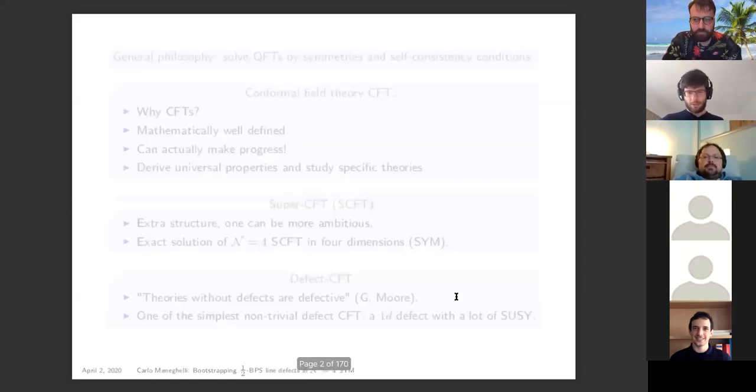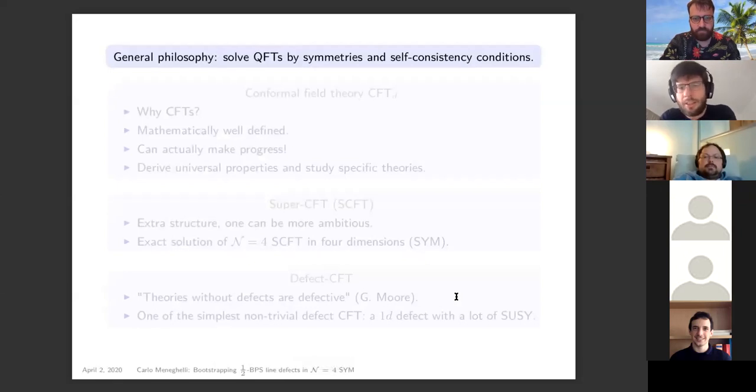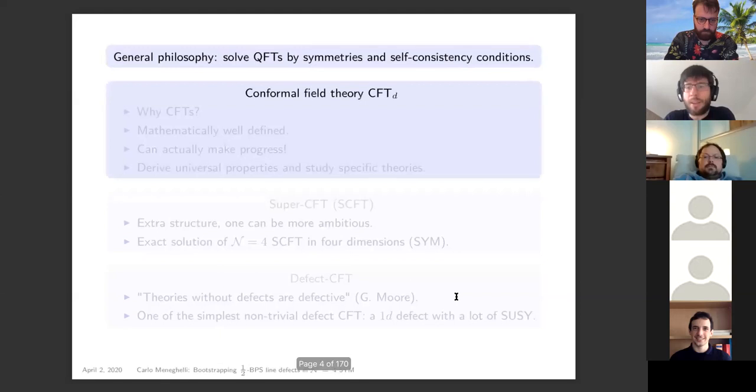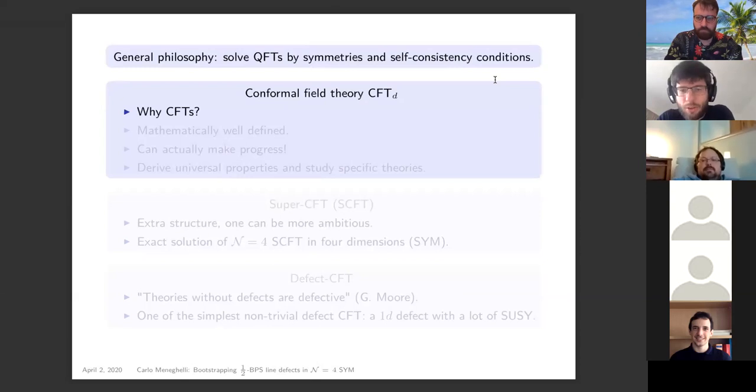But let me, so the general philosophy that will be used in this talk is that we might be able to solve quantum field theories just by using symmetries and basic assumptions and self-consistency conditions. This is very hard in general, but it appears that it might work for an important family of quantum field theories, which are conformal field theories. Why conformal field theories? There are many reasons why they are interesting. Definitely, one can say that they are almost everywhere. They describe second order phase transitions in the real world. They of course are endpoints of renormalization group flows in quantum field theories, and they also may describe quantum gravity by the AdS/CFT.